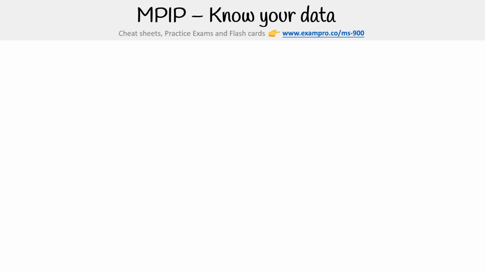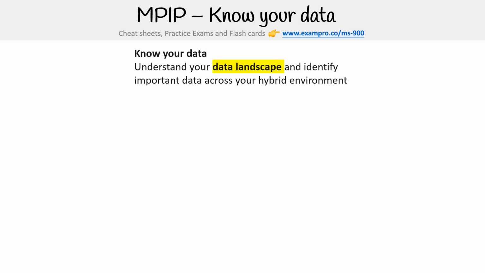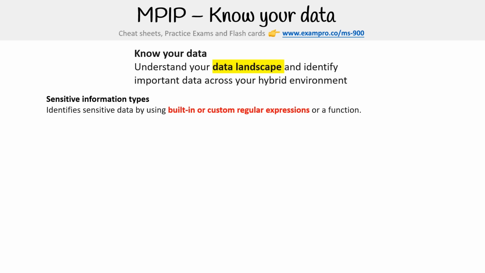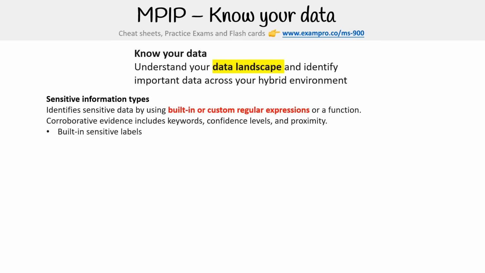Taking a look at the 4 domains here for Microsoft Purview Information Protection, these are features found within Microsoft Purview. The first is know your data: understand your data landscape, and identify important data across your hybrid environment. One feature would be sensitive information types. This identifies sensitive data by using built-in or custom regular expressions or a function. It provides corroborative evidence, includes keywords, confidence levels, and proximity. We have built-in sensitive labels, and you have custom ones as well.